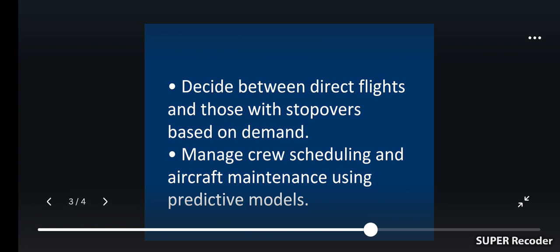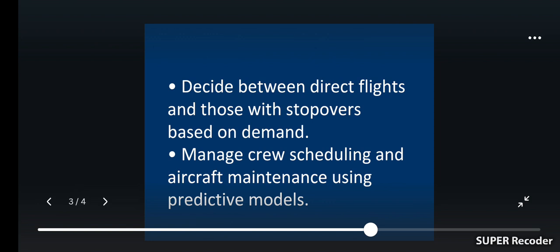Then decide between direct flights and those with stopovers based on demand. Many flights can either go directly or have a stopover based on the demand. If a plane is going from India to Europe, it can go directly to Europe, or it could have a stopover in Dubai based on demand, if people have to take off from Dubai to Europe also.